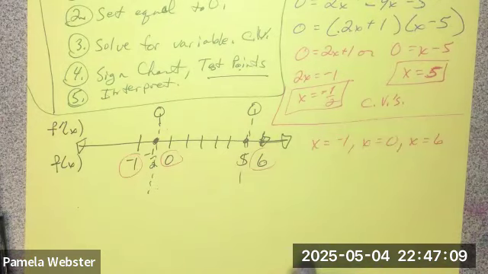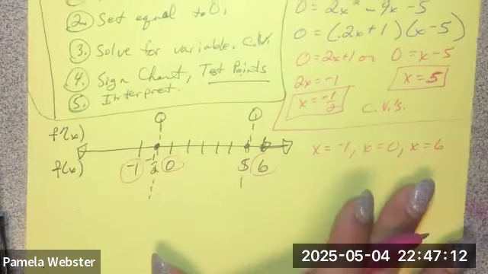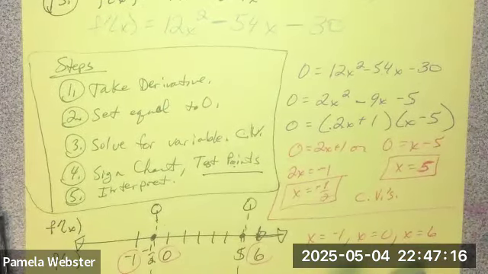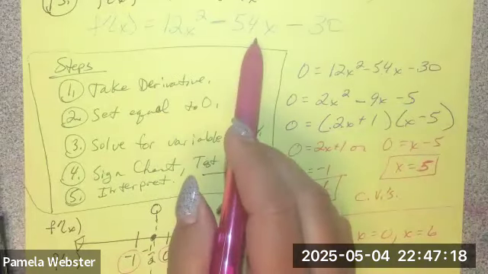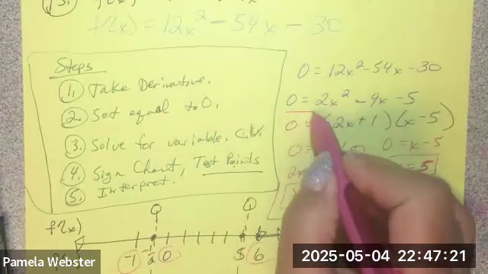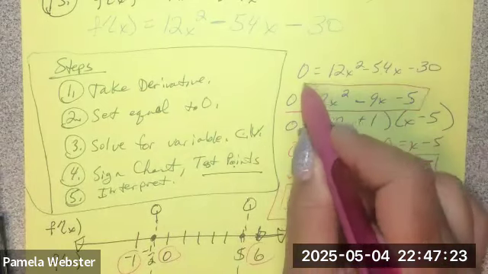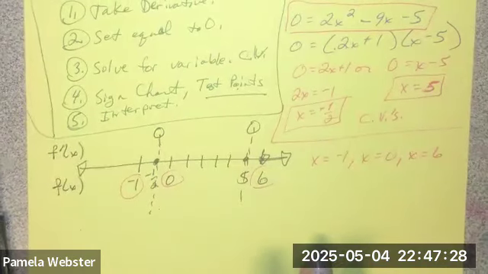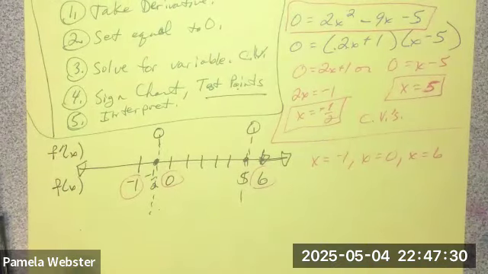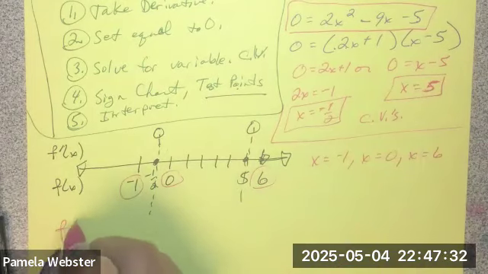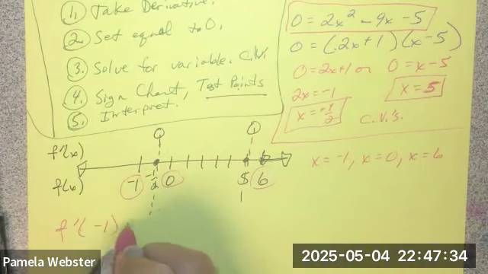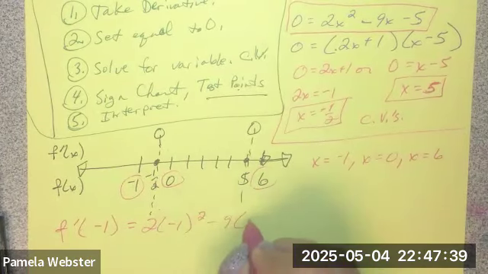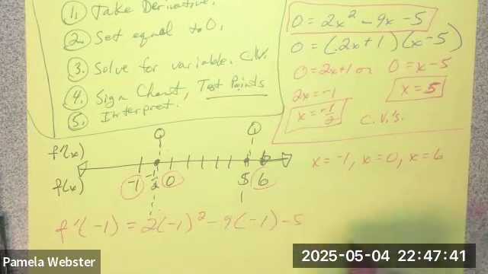So what are we after? We're going to plug those numbers into the derivative, which is right there. 12x squared minus, oh, let's use this guy. He's nicer. I divided by 6. We should be fine. So 2x squared minus 9x minus 5. So plug in f prime of -1, and I get 2 times -1 squared, 9 times -1 minus 5.